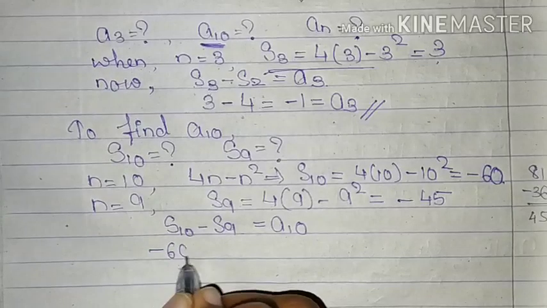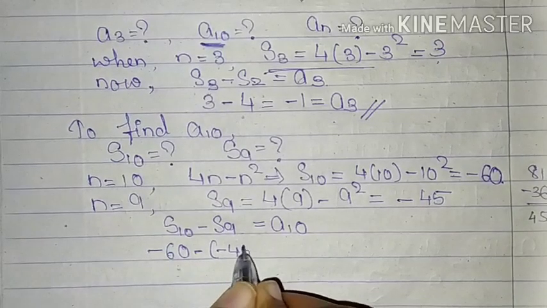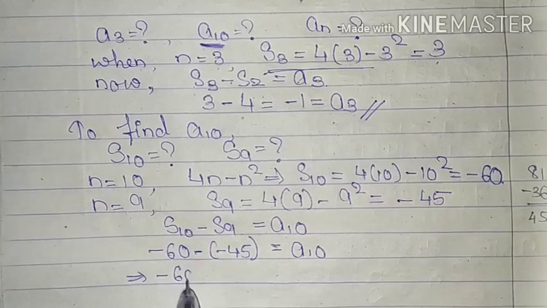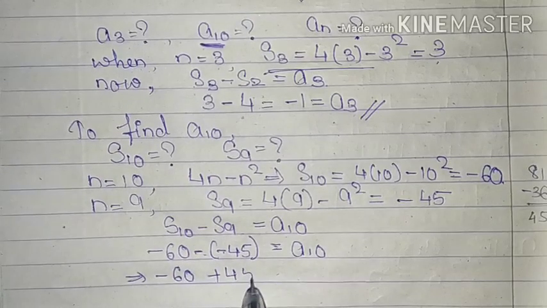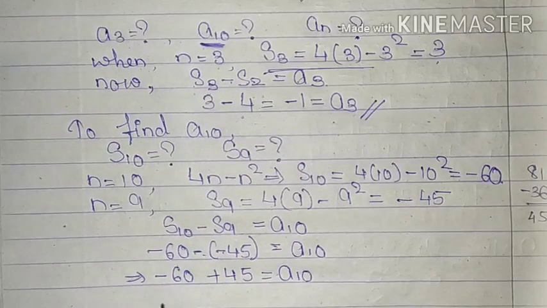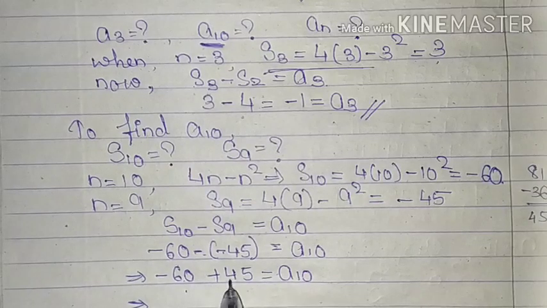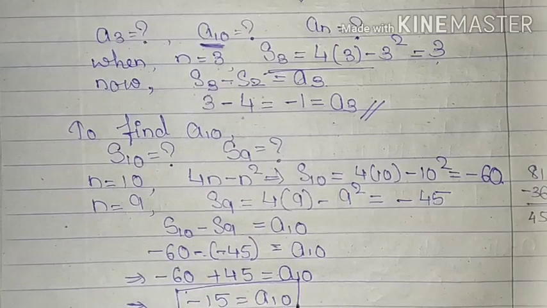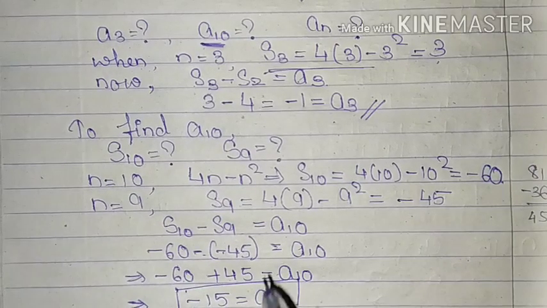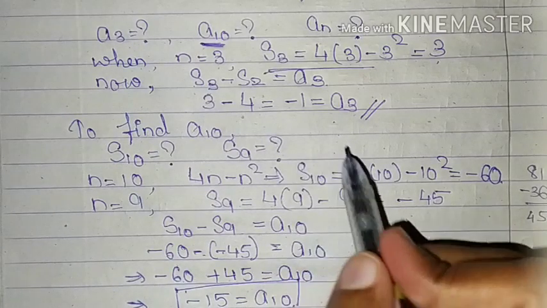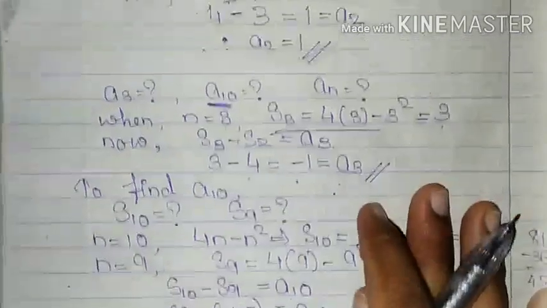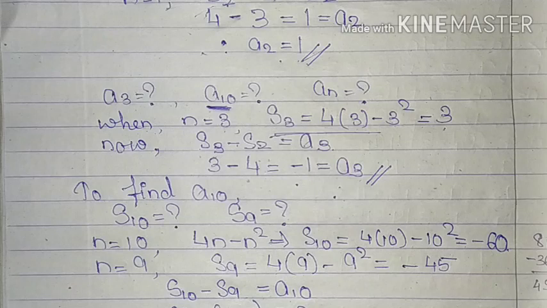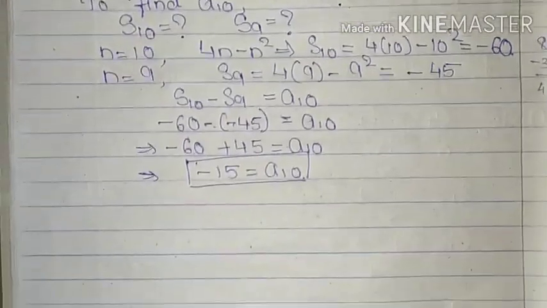S10 is minus 60, minus of minus 45 is equal to A10. This implies minus 60 plus 45 is equal to A10. This implies minus 15 is equal to A10. So the 10th term of our arithmetic progression is minus 15, whereas our third term is minus 1, the value of our second term was 1, and our first term was 3. That is S1 is equal to A1 or A, which is equal to 3.